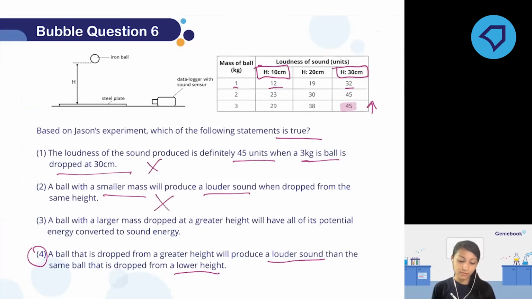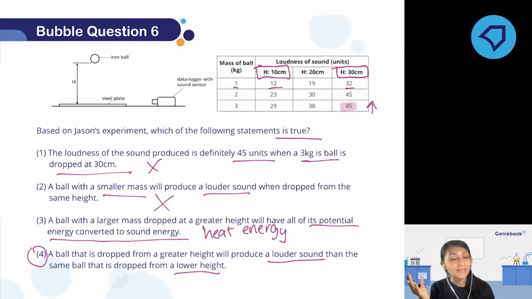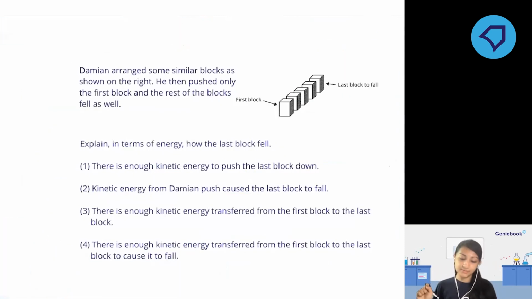And a ball with a larger mass dropped at greater height will have all of its potential energy converted to sound energy. Wow. It could also be converted to what other type of energy once it hits the plate? Yes, heat energy. Don't forget, it doesn't mean that you hear the sound and that's it, everything converted to sound. No, there will be some heat energy, and if the ball slides a little bit against the plate, there might even be some kinetic energy. Yes. All right, next.